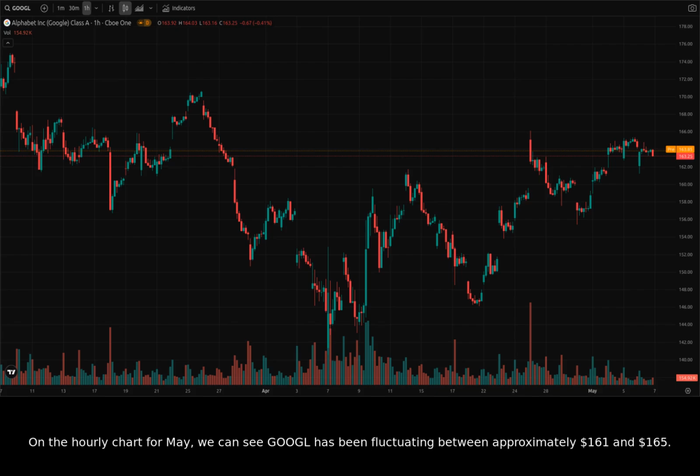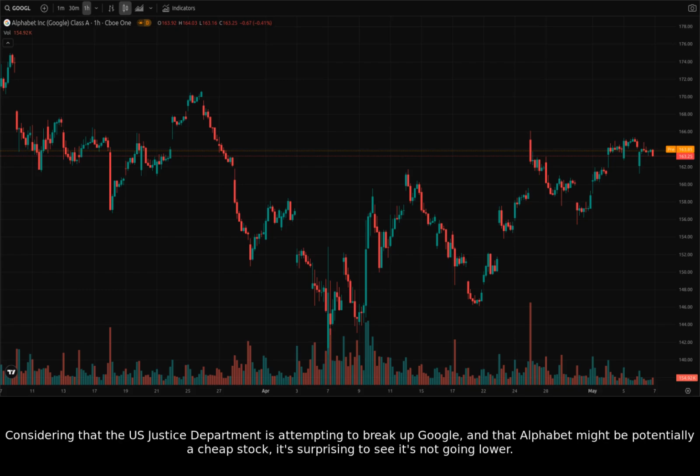On the hourly chart for May, we can see Google has been fluctuating between approximately $161 and $165. Considering that the U.S. Justice Department is attempting to break up Google and that Alphabet might be potentially a cheap stock, it's surprising to see it's not going lower.